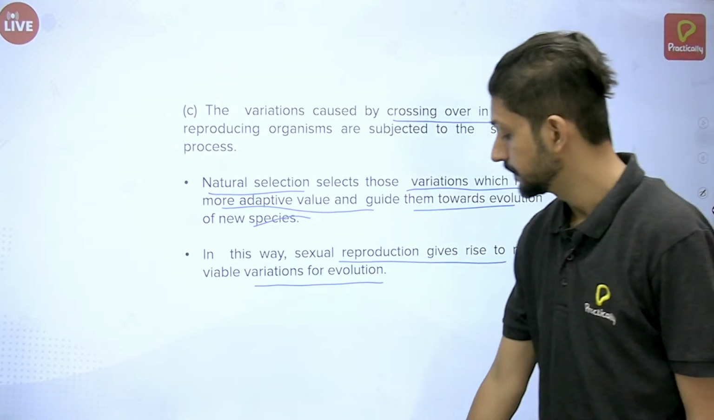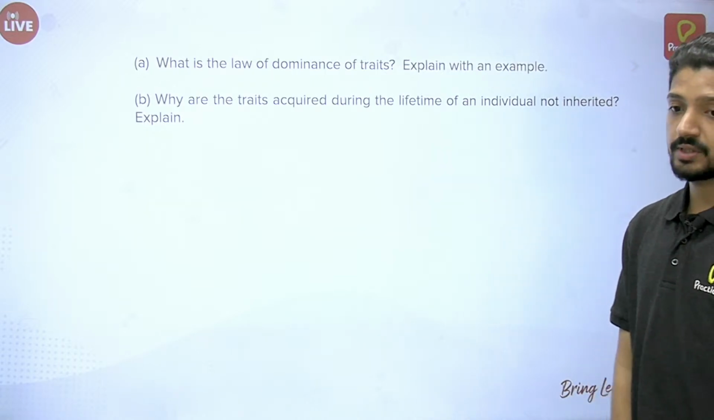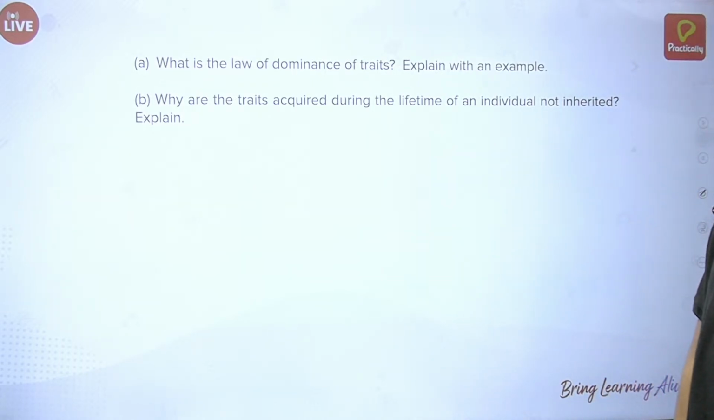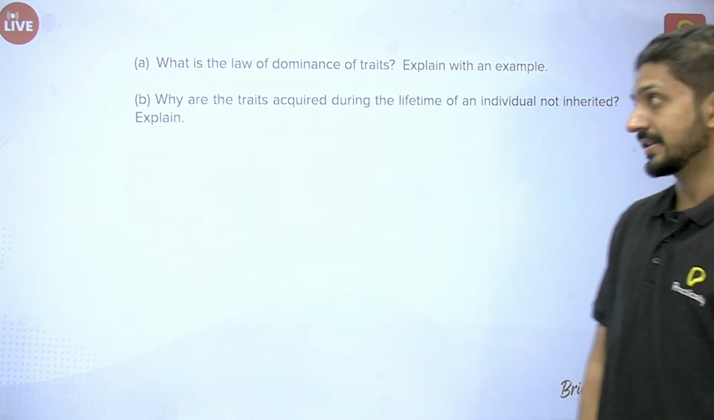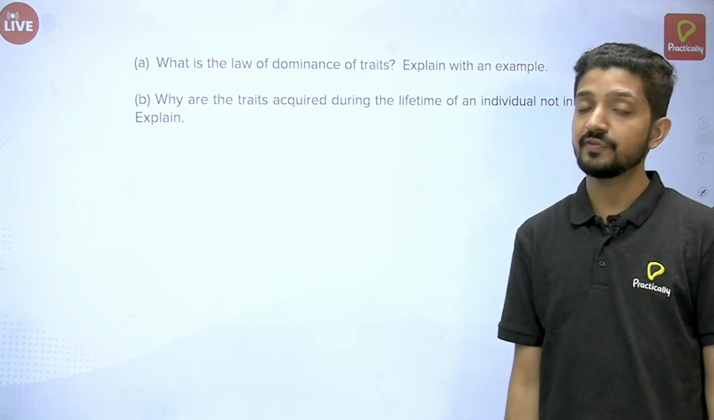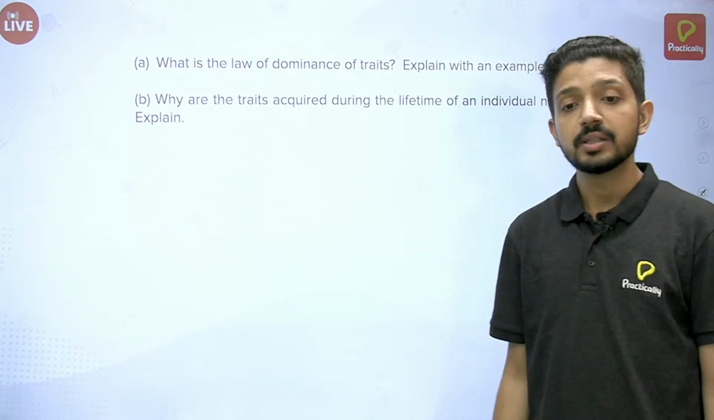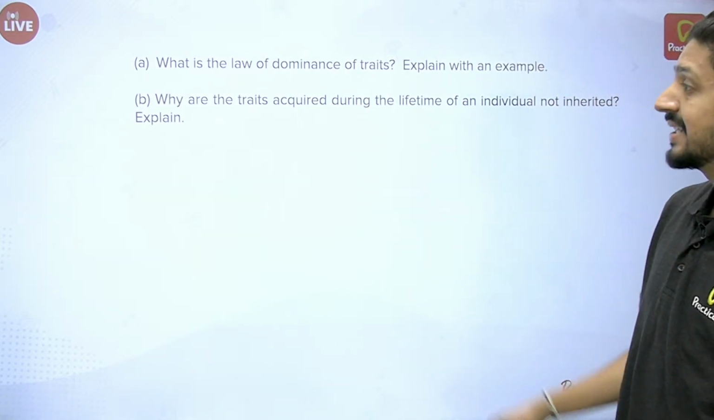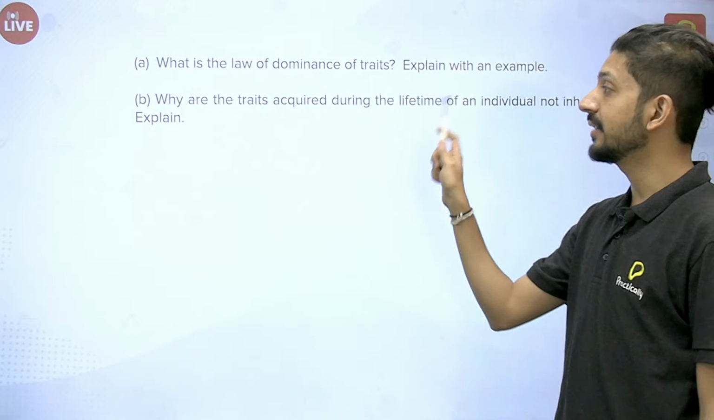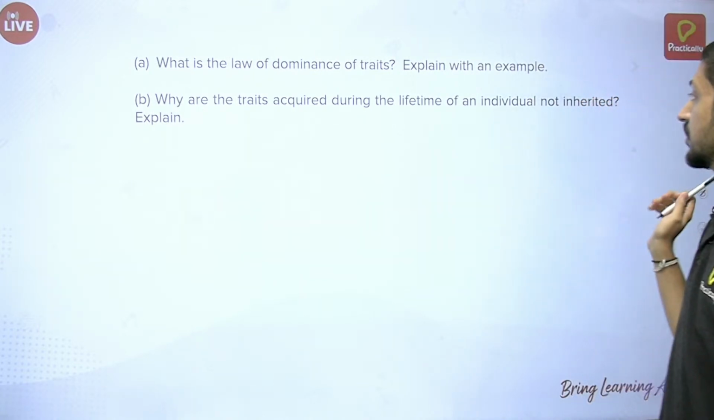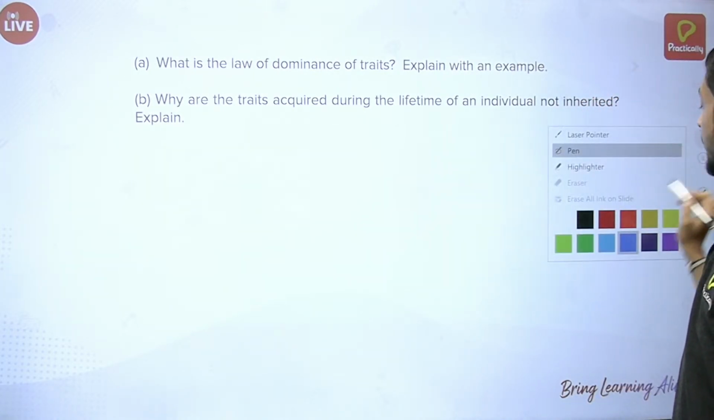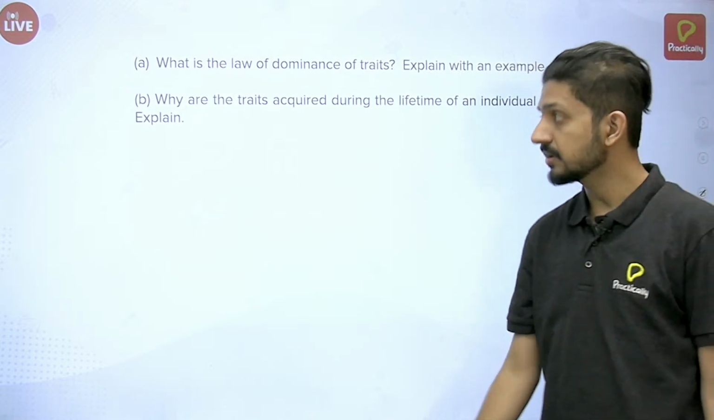Okay. Moving on to the next question. What is law of dominance of traits? Explain with an example. So this is a question from the part of Mendel's laws of inheritance. You have to directly mention the law, that particular law. And second part of question is, why are the traits acquired during lifetime of an individual not inherited? Explain. Okay, so let's try to answer this question.